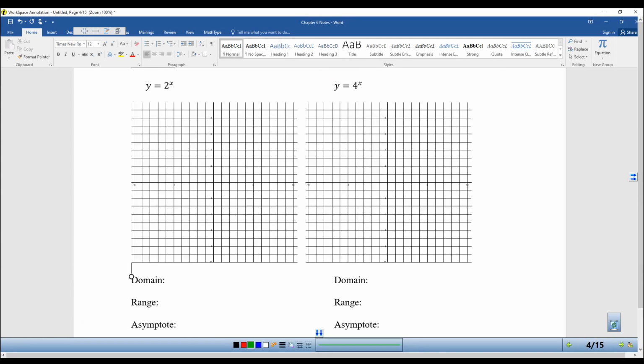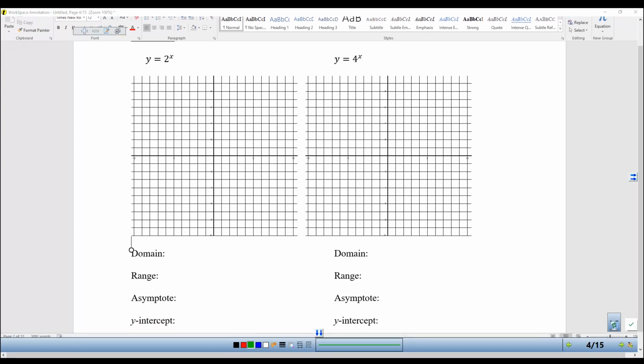All right, so let's actually do some examples here. Try to graph y is equal to 2 to the x and y is equal to 4 to the x on your own, and then state the domain, the range, the asymptote, and the y-intercept. Of course, I am going to do them for you, but let's just make sure that you understand them. So a super quick table: 0, 1, 2. Anything to the 0 power is 1. 2 to the first is 2. 2 squared is 4.